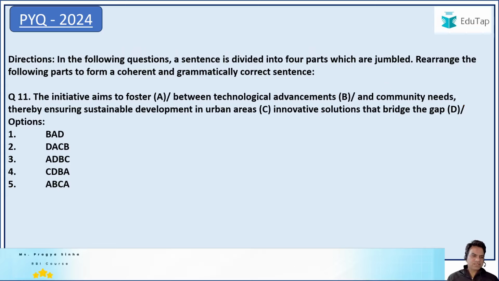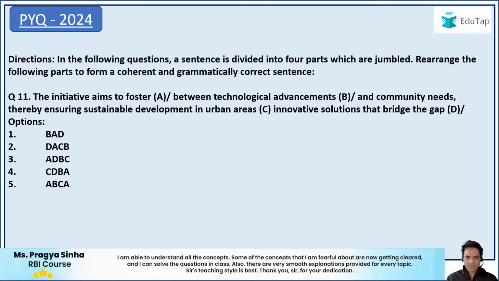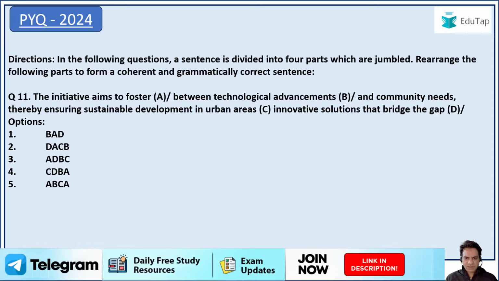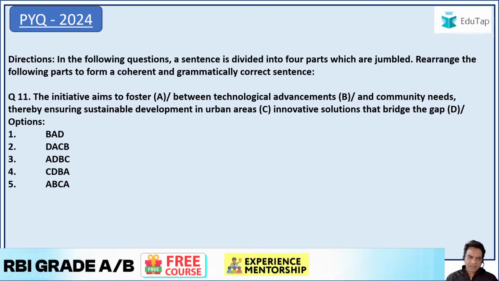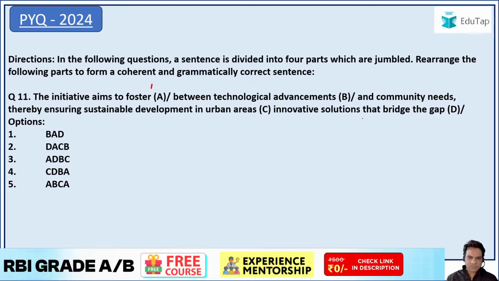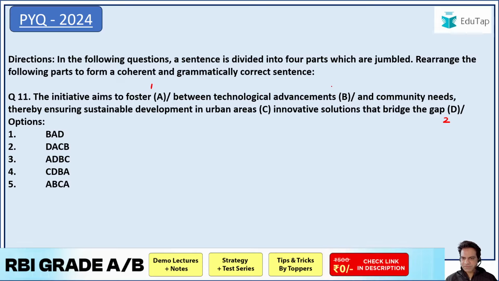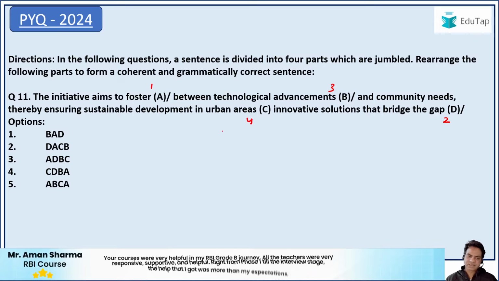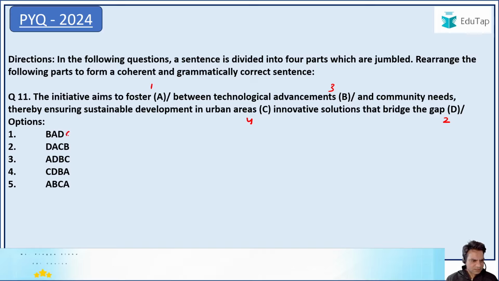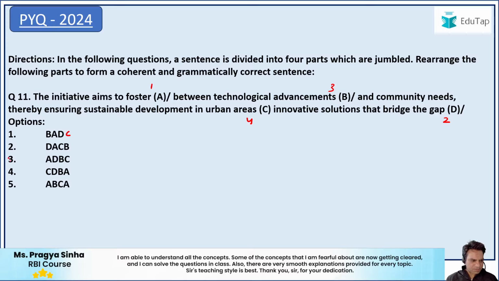Next question, guys. The initiative aims to foster innovative solutions that bridge the gap between technological advancements and community needs, thereby ensuring sustainable development in urban areas. So it is ADBC. ADBC is there, guys. Option C is your correct answer. So that is the right answer, guys.